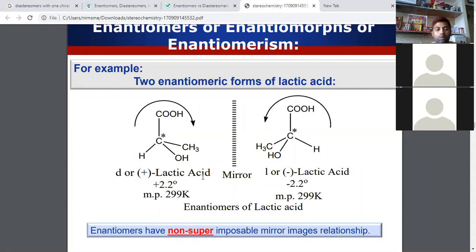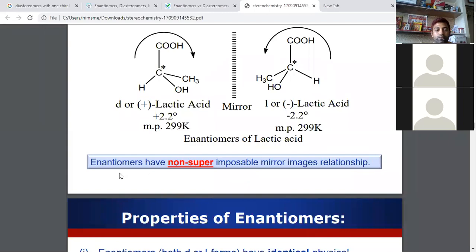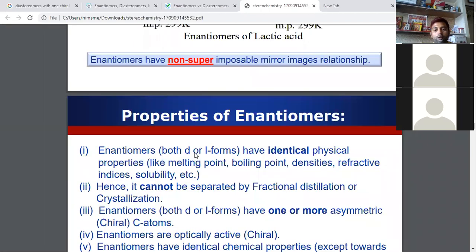One is D-lactic acid. The other one is L. D for dextrorotatory, L for levorotatory. Understood? Yes, sir. So enantiomers have a non-superimposable mirror image relationship. Understood? Yes, sir.